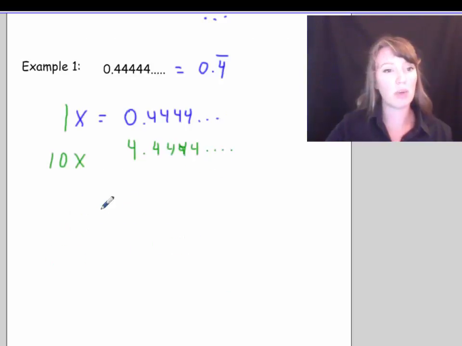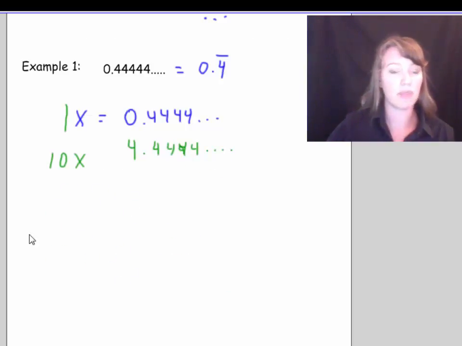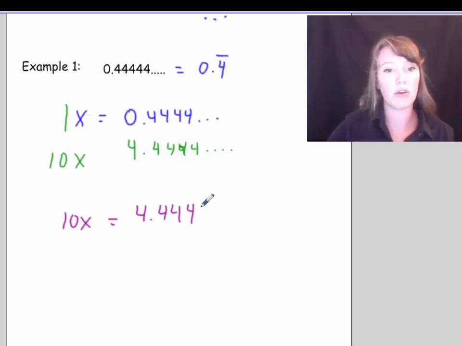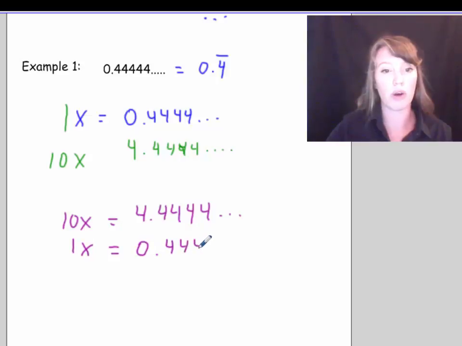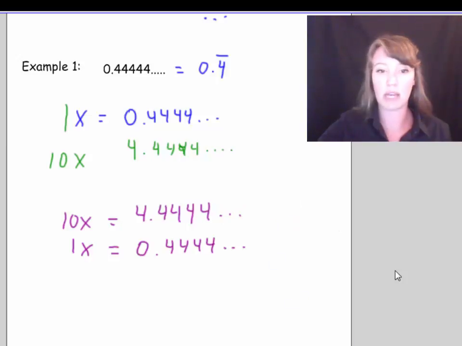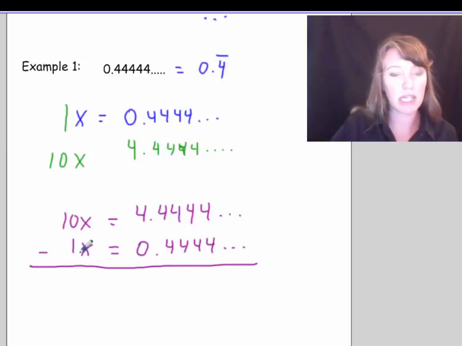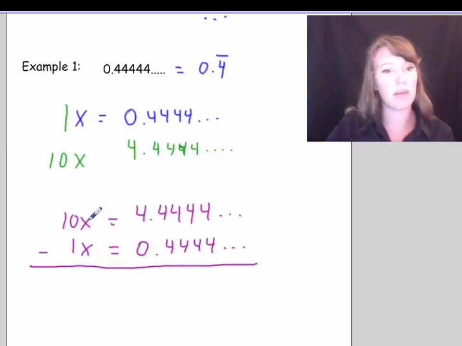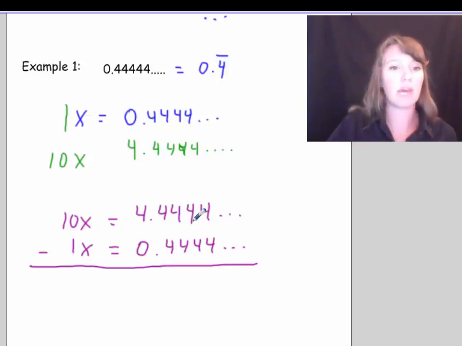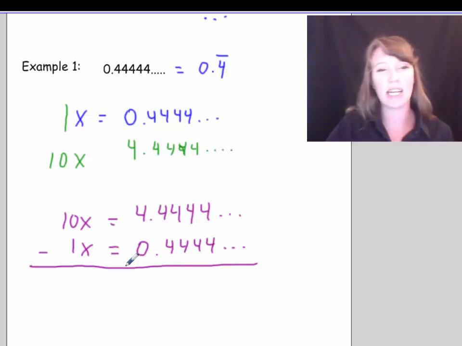Now, what I'm going to do next is line them up like a subtraction bar. So I'm going to have 10x, which we know is equal to 4.4444 repeating. And I know that 1x is equal to 0.4444 repeating. Again, I could just fill this page with 4s and it would still be the same thing. Okay, so this is the subtraction. I'm going to line up the left side here and the right side here. So what I'm basically doing is subtracting the left sides, and I'm going to subtract the right sides here so that I can get another equation.